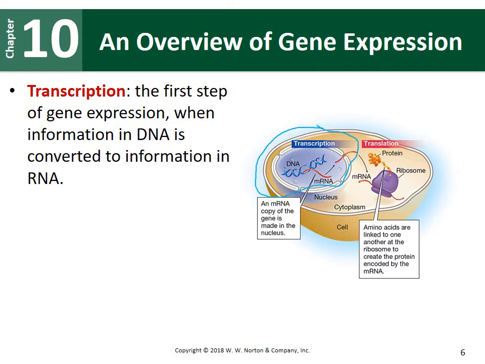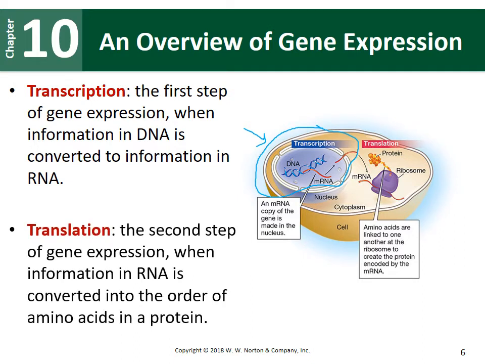And it's diagrammed here, I just circled it. The other part is the translation. This is the second step of gene expression. This is when that RNA that was just created in the transcription step is read and converted to give us what order of amino acids we should put together to create the protein.